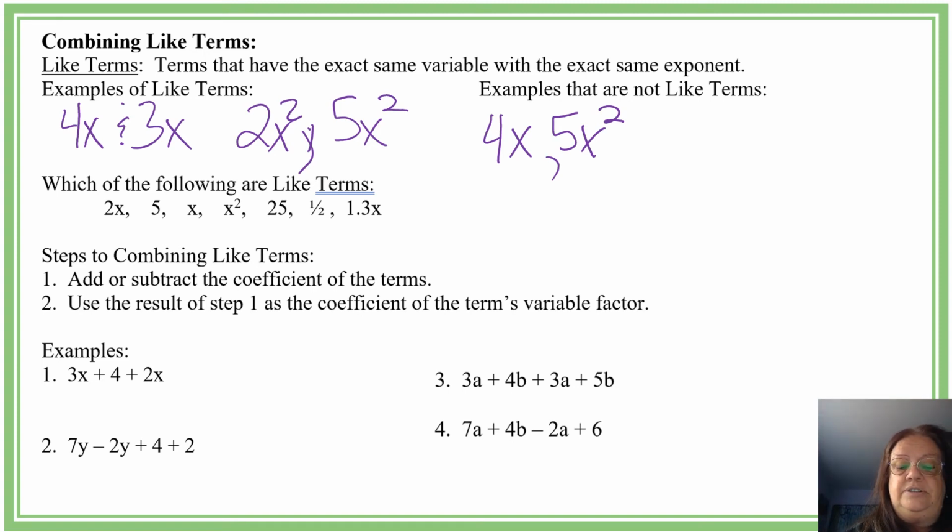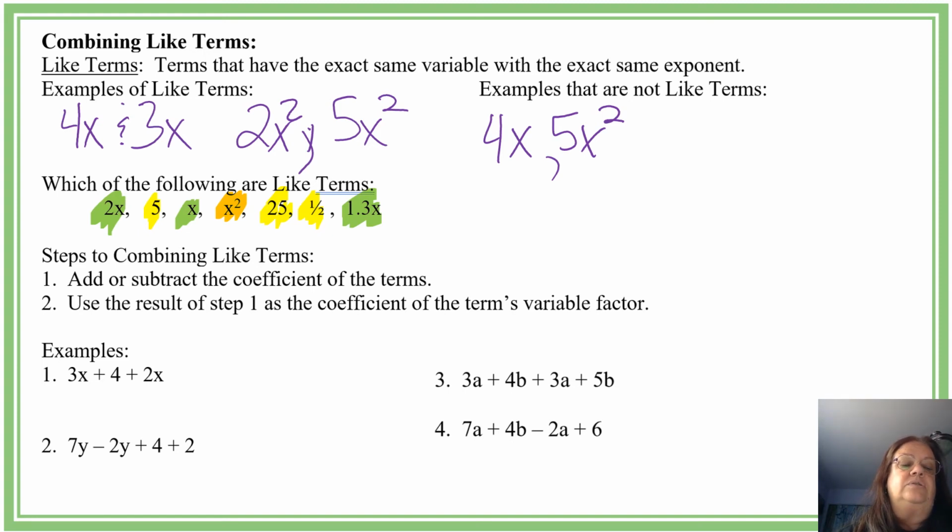So on this, which of the following are like terms? All right, so we're going to do some highlighting here. All my constants would be like terms: 5 and the 25 and the 1/2. You can add those all together. All my single x's, so 2x, x, and 1.3x. Now, there is only one x squared, so it's all by itself. It doesn't have any like terms.